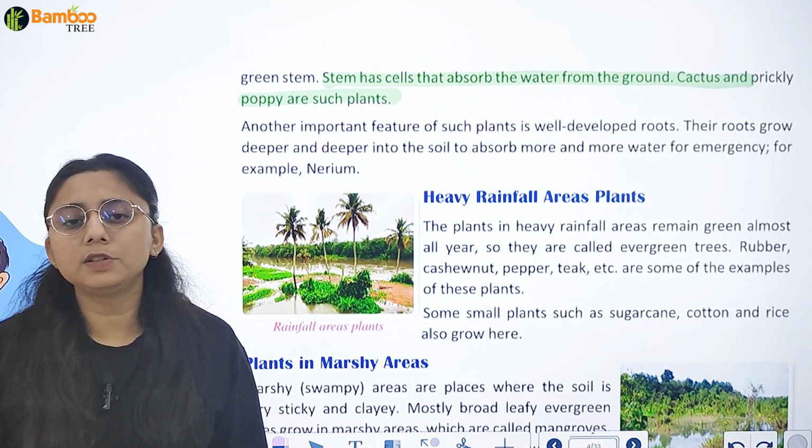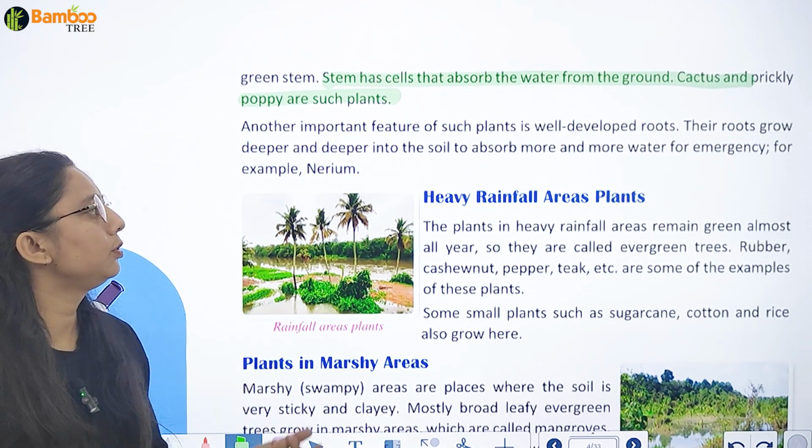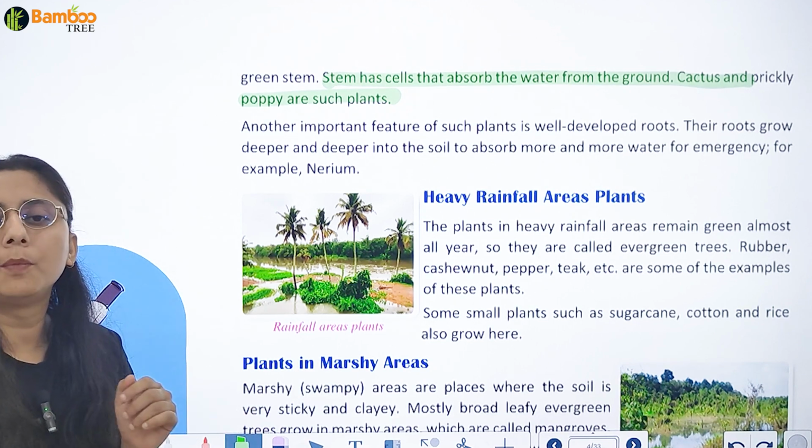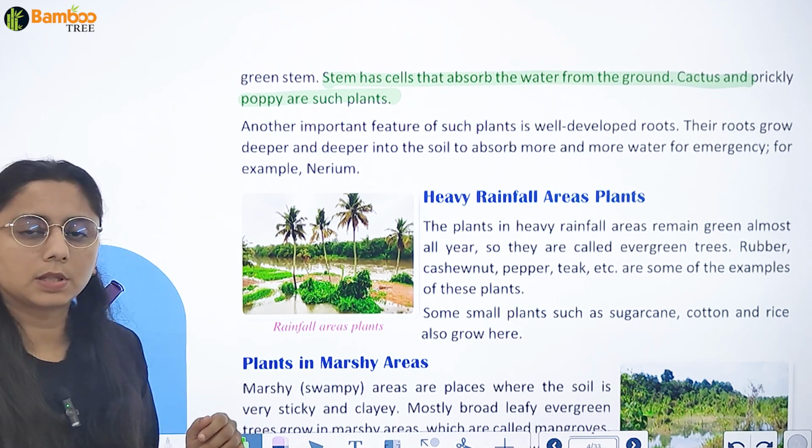And another important feature of this plant is that they have well developed roots which grow deeper and deeper into the soil and absorb more and more water for emergence.